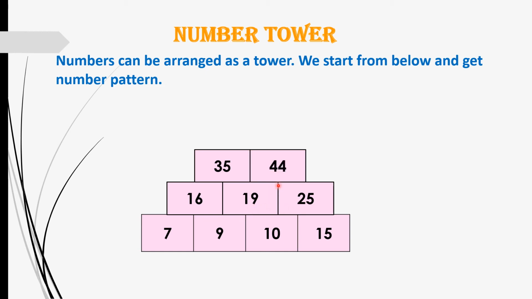Okay, on the ground level I have 7, 9, 10 and 15. On the first level I have 16, 19, 25. In the second level I have 35 and 44. Then I am going to add 35 and 44, and the sum is 79, which I am going to write just above 35 and 44, at the top level of the number tower. This is how we make a number pattern using a number tower.